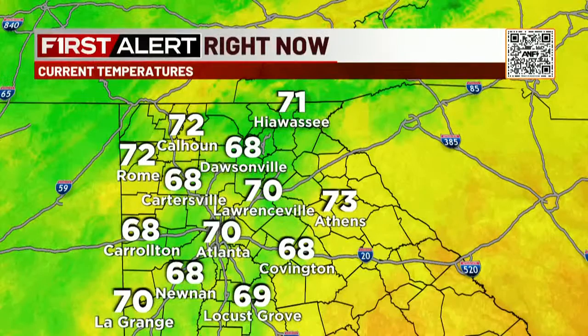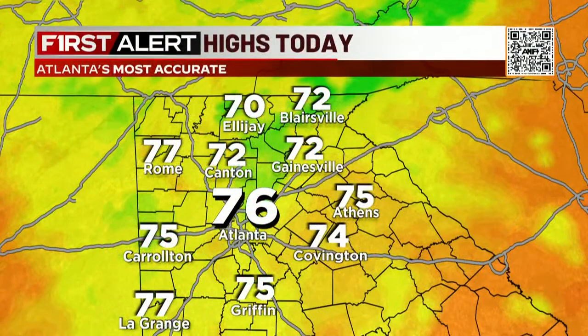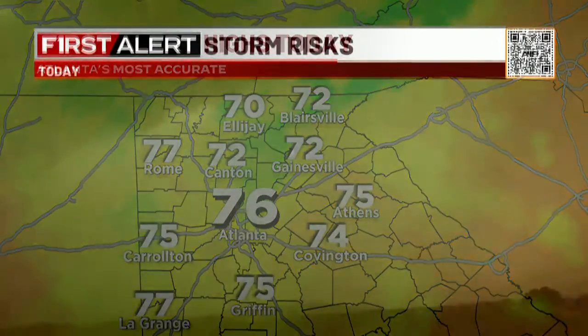Okay, so CAP is a measure of the energy in the atmosphere. Energy is due to heat. Heat creates energy. So today, we're not going to see strong storms because there's not a lot of heat in the atmosphere. You can see current temperatures right now. We're sitting near 70 degrees, and highs today are only going to climb a few degrees. There's not a lot of heat for the atmosphere to work with.